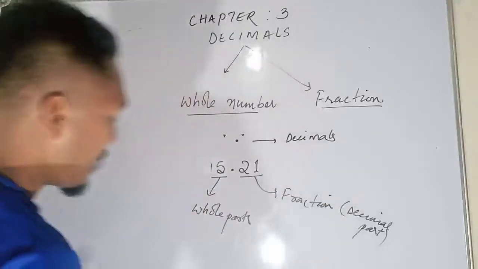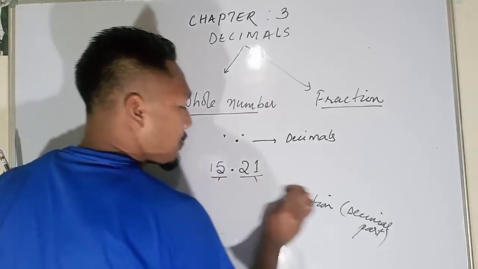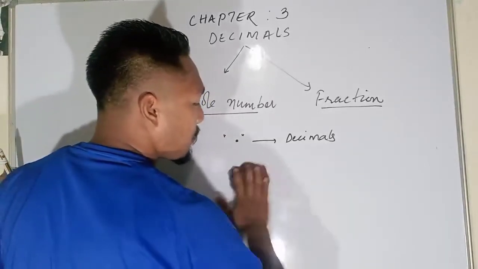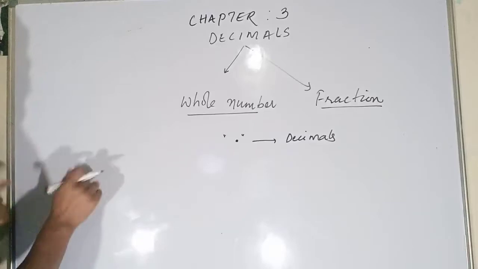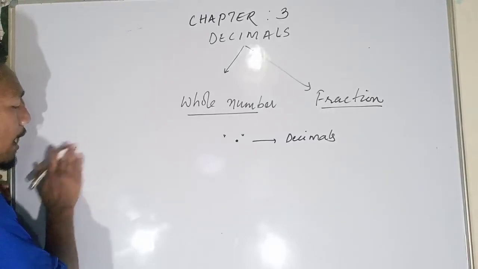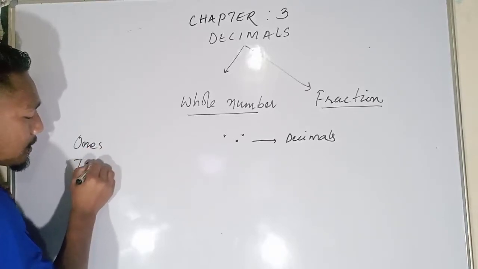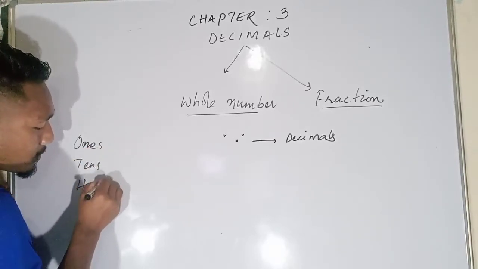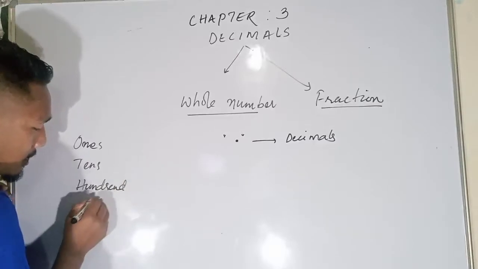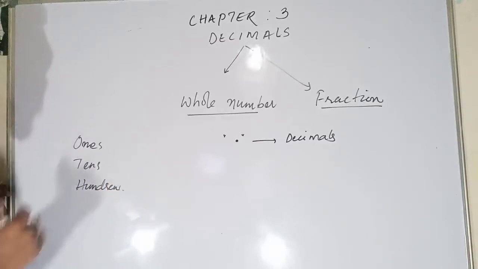Now if we talk about the place values, we know that the place values start from ones, tens, hundreds, thousands, yes or no? So we start this phase.